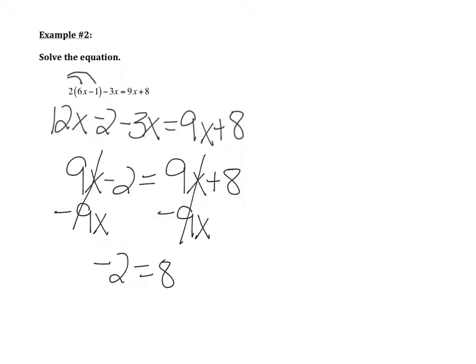Whenever your variables cancel out like this and you end up with a false statement, negative 2 does not equal 8, that means that there is no solution.